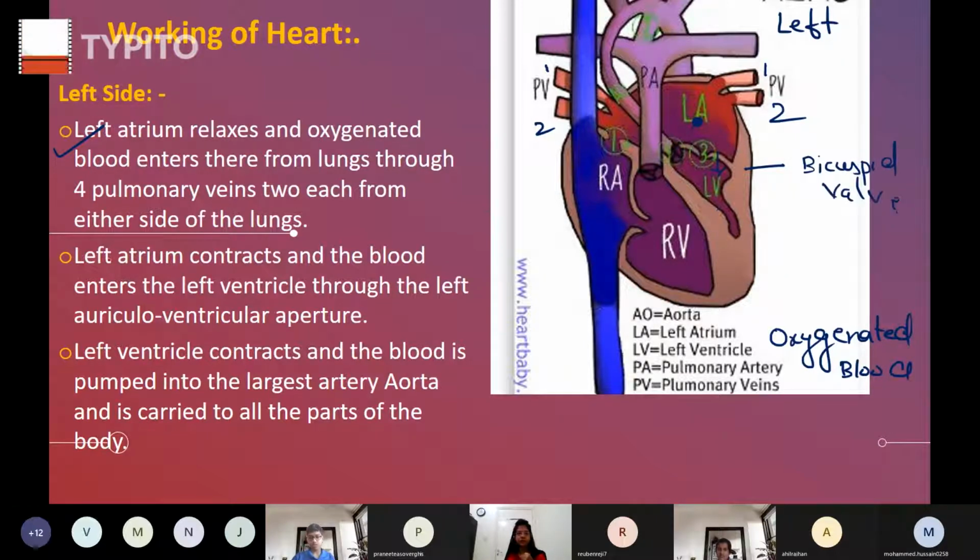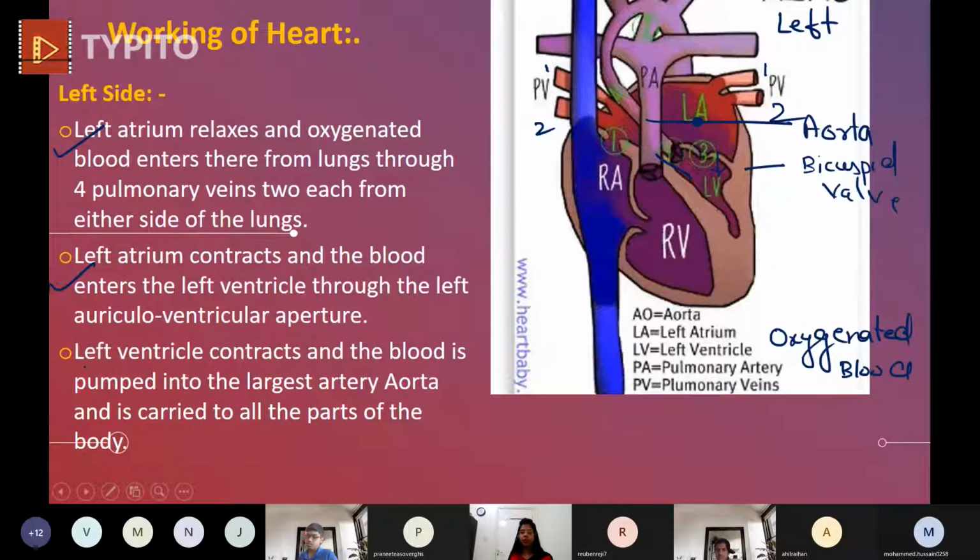Next, the left ventricle will contract, and all the blood, where will it go? It has no other avenue, so it has to go to the aorta. The blood will go to the aorta. And oxygenated blood will go to the aorta when the left ventricle contracts.